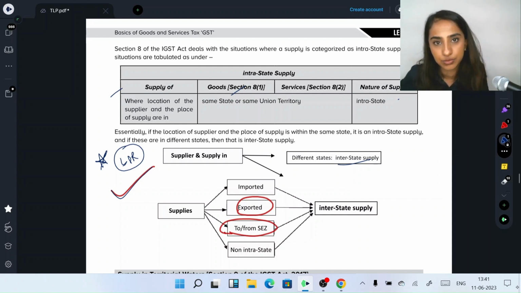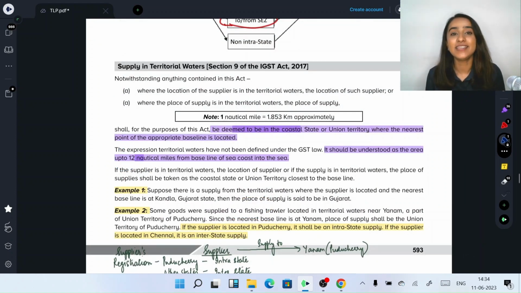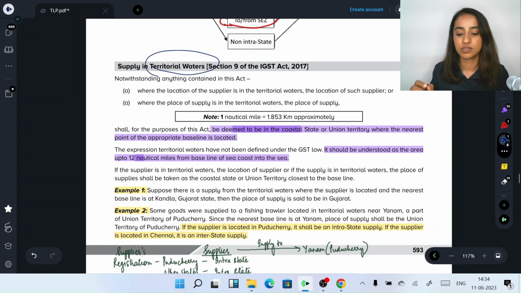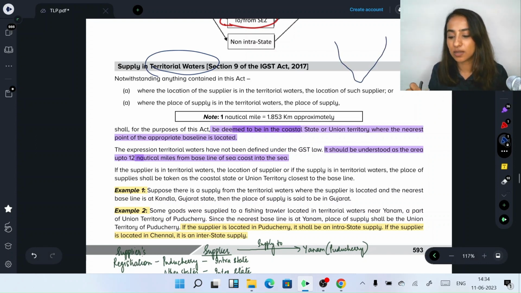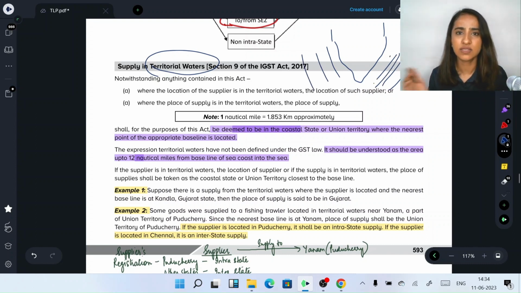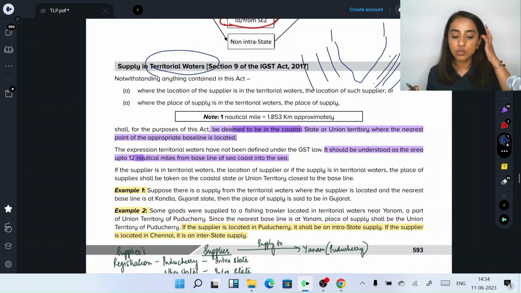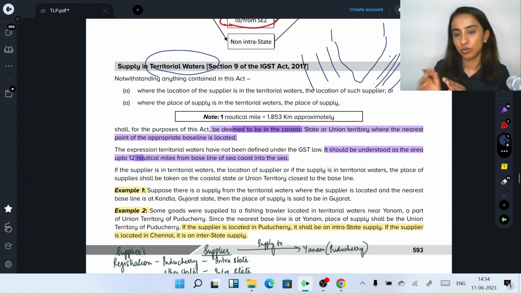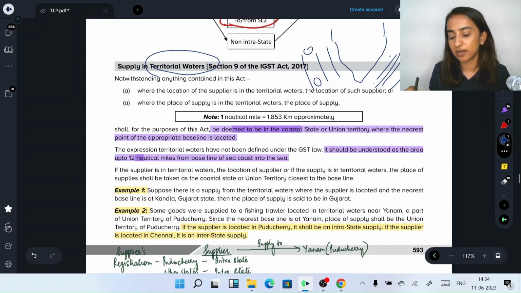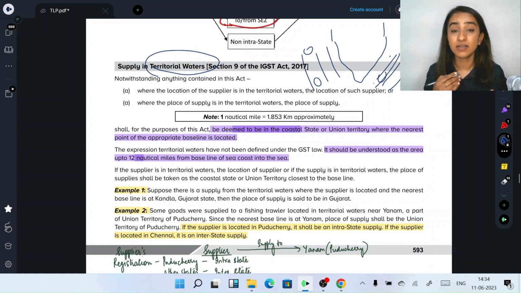Okay, the next section that we're moving on to is section 9, supply in territorial waters. What is territorial waters? So this is India map, and whatever is the waters here is the territorial waters in very simple words. So if there is a supply from the territorial waters, which state will be the place of supply is what we're going to be talking about here.